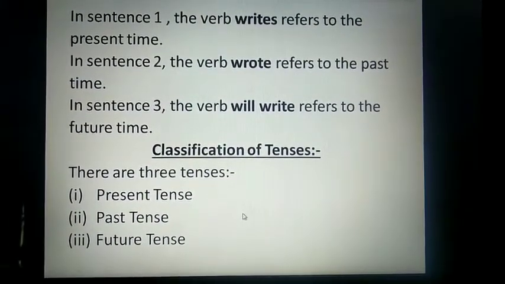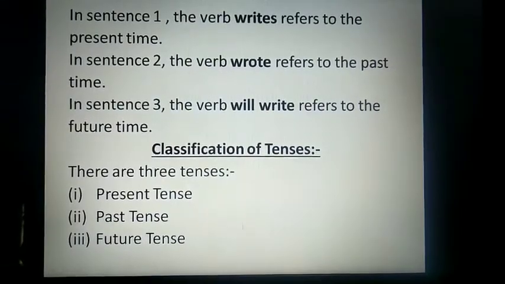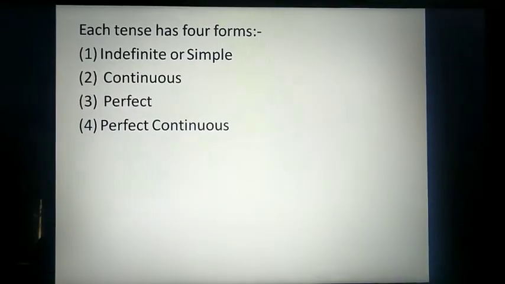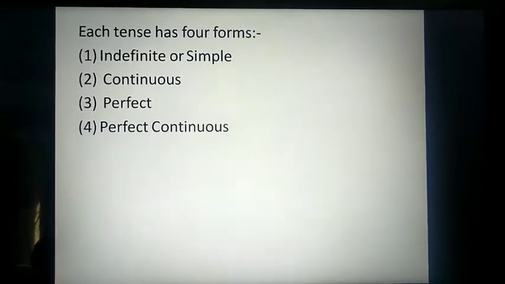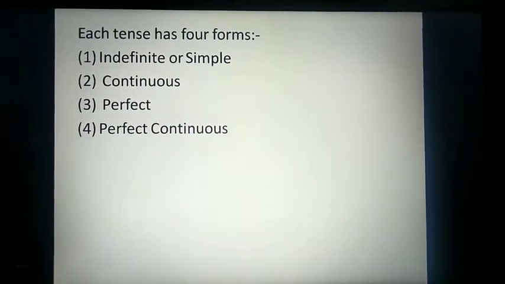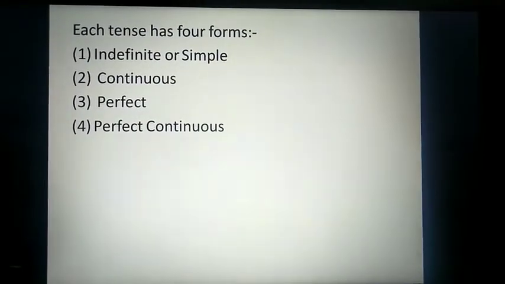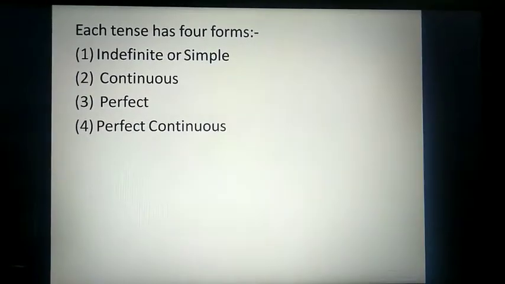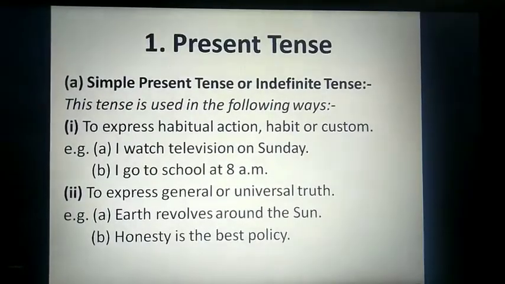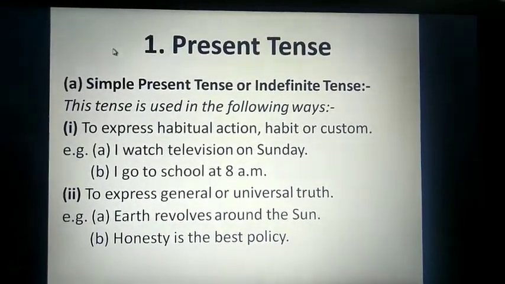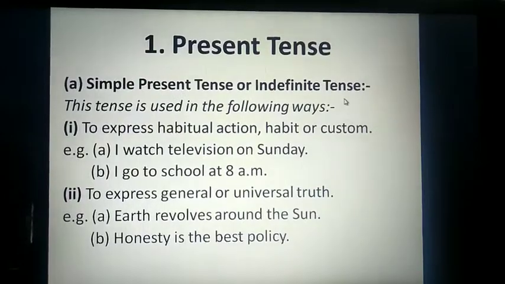As you all know, there are 3 tenses: present tense, past tense and future tense. Now each tense has 4 forms. First, indefinite or simple. Second, continuous. Third, perfect. And fourth, perfect continuous. And we are going to study each tense with all its 4 forms in detail. So we begin with present tense. The first form is simple present tense or indefinite tense.